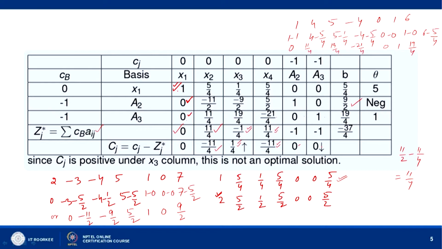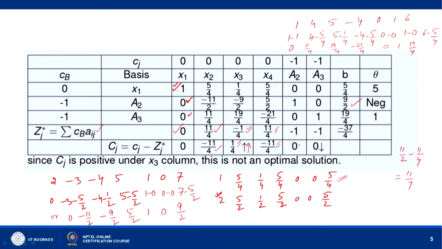Okay. Now, the Cj is positive in the column corresponding to x3. In the other columns it is less than or equal to 0. So, Cj is greater than 0 in the x3 column. So, this will be the key column. Okay. Now, divide the elements in the B column by the corresponding values in the key column.